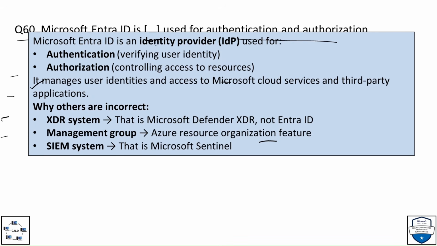So Microsoft Entra ID is an identity provider, and it is used for authentication, that is verifying the user identity, and authorization, that is controlling access to resources. It manages user identities and access to Microsoft cloud services and third-party applications. So why the other options are incorrect? XDR system is Microsoft Defender XDR, not Entra ID. Management group is an Azure resource organization feature, and SIEM system is Microsoft Sentinel.